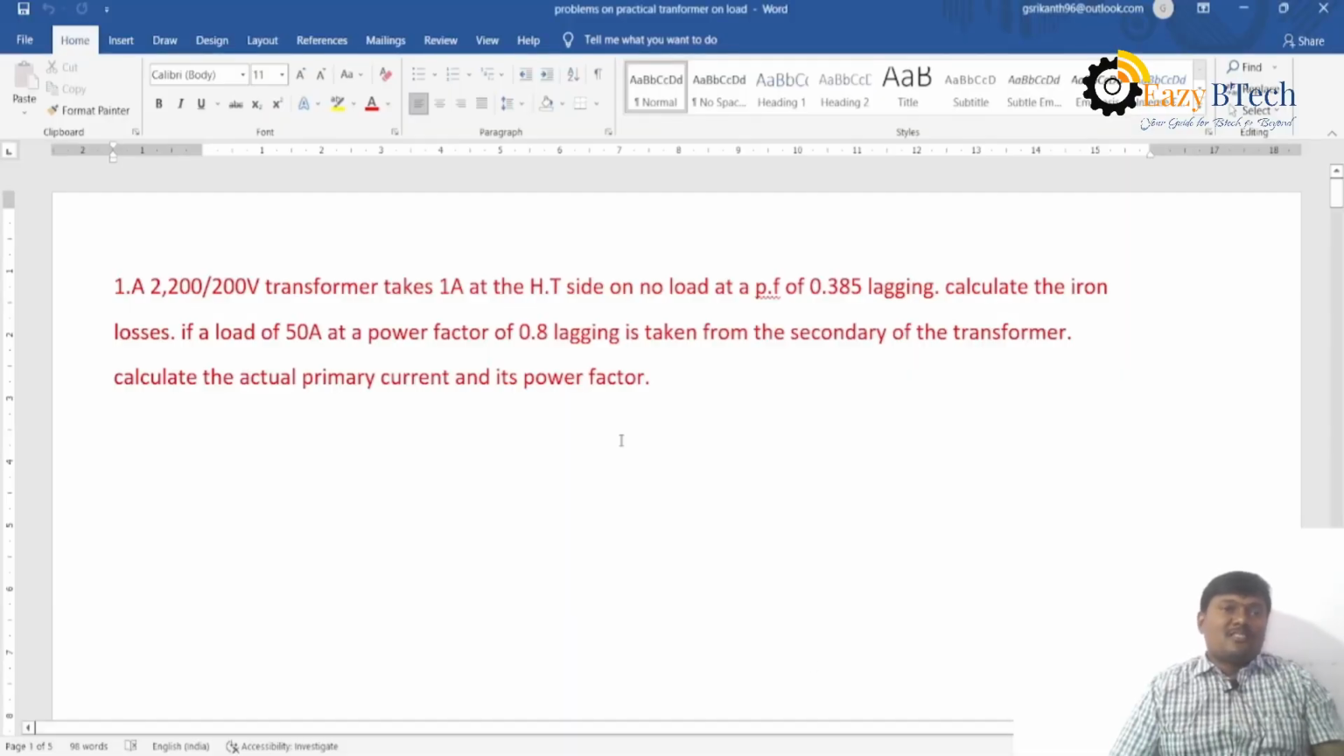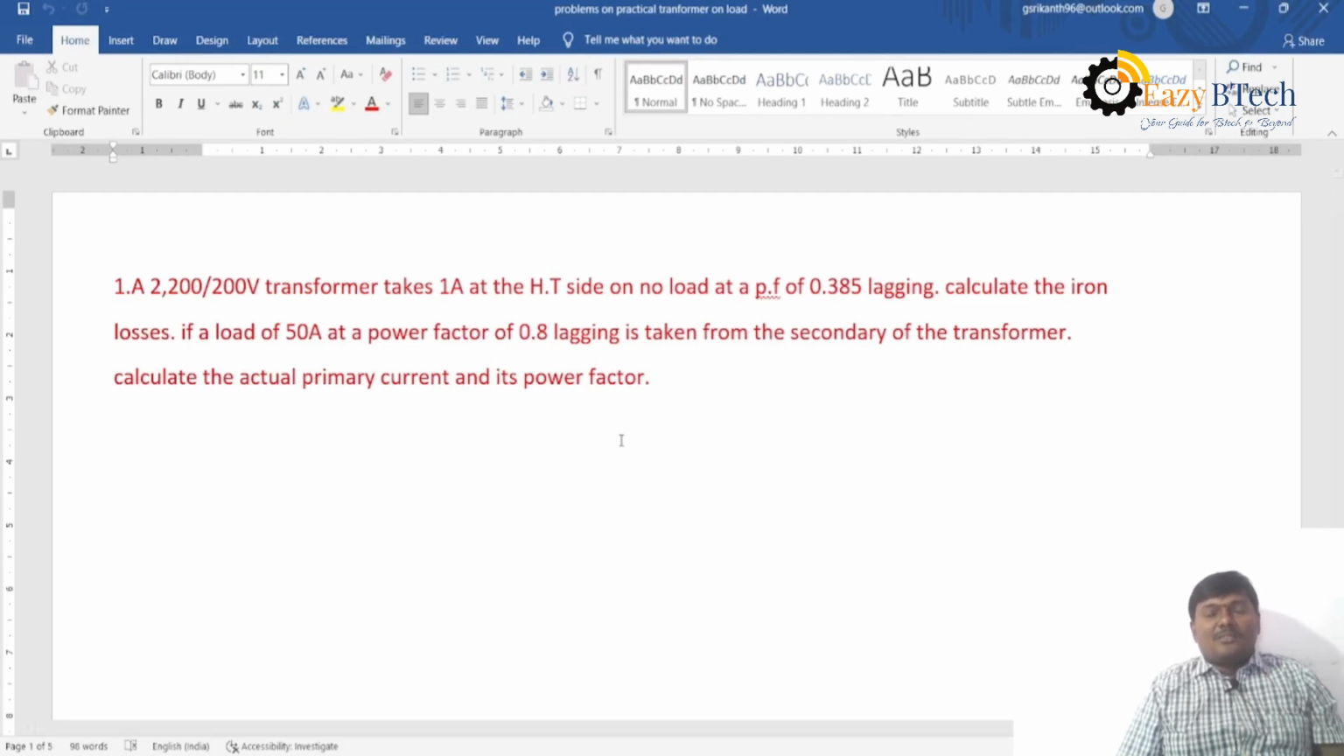So coming to the most important and repetitive problems on practical transformer is operating under load conditions. Follow my classes, and definitely you will get a good score in your university examinations. Don't skip and don't fast forward. Listen carefully, solve this problem and utilize my classes. Definitely you will get a good score.